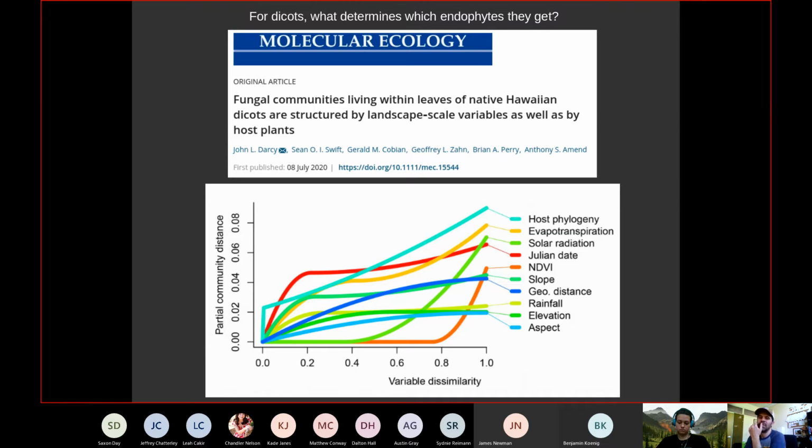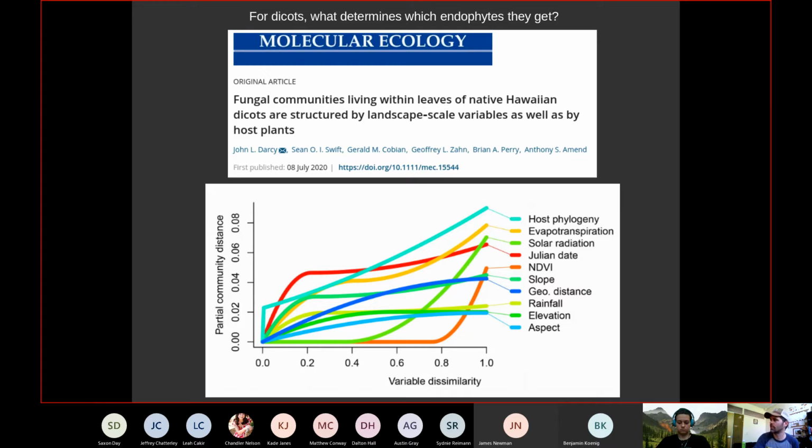Okay. This is a recent paper I worked on, just out in July, where we basically went across all the islands of Hawaii and just took the native plants, so things that hadn't been brought over recently, and looked at a bunch of environmental factors and host identity. And the idea was, where are plants getting their endophytes? Like, what determines which endophytes wind up in which plant? And there was a question from one of you, I forget who, asking, is this host specific? Well, in grasses, yes. Now, in dicots, maybe.